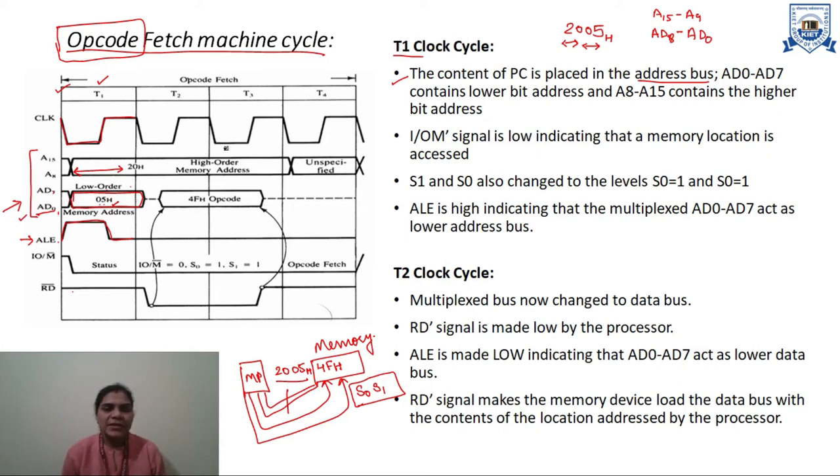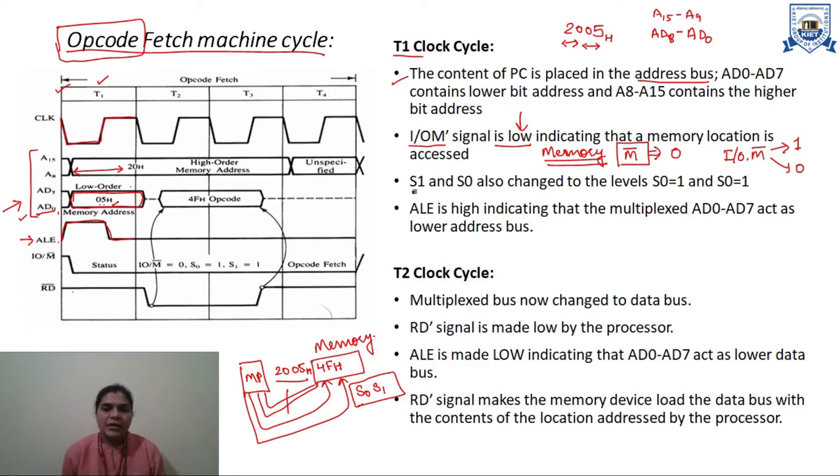Once the address has been placed, now the IO/M bar signal will be made low because this is a memory operation. Memory is being accessed. Here this signal denotes that if it is 1, then this is an IO operation. If this control signal has value 0, it means it is a memory operation. So the microprocessor will make the signal low to denote that it is accessing memory.